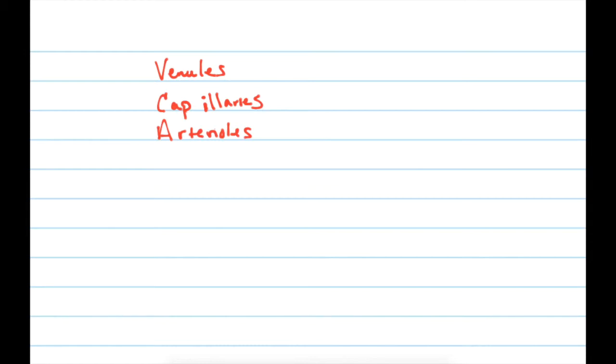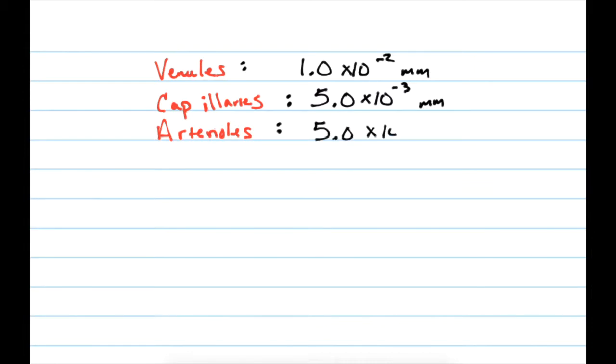Now, I'm given the radius of each. The radius of a capillary is 5.0 times 10 to the negative third millimeters. The radius of a venule is 1.0 times 10 to the negative 2 millimeters. And the radius of an arteriole is 5.0 times 10 to the negative 1 millimeters.